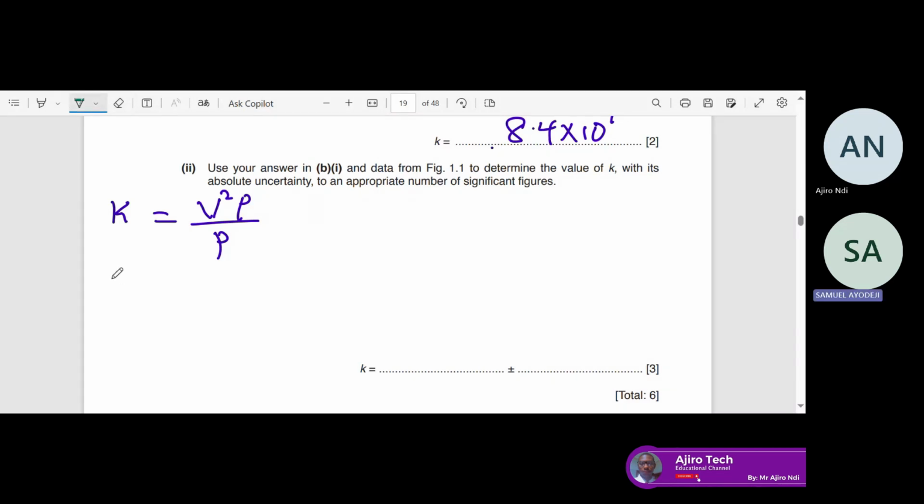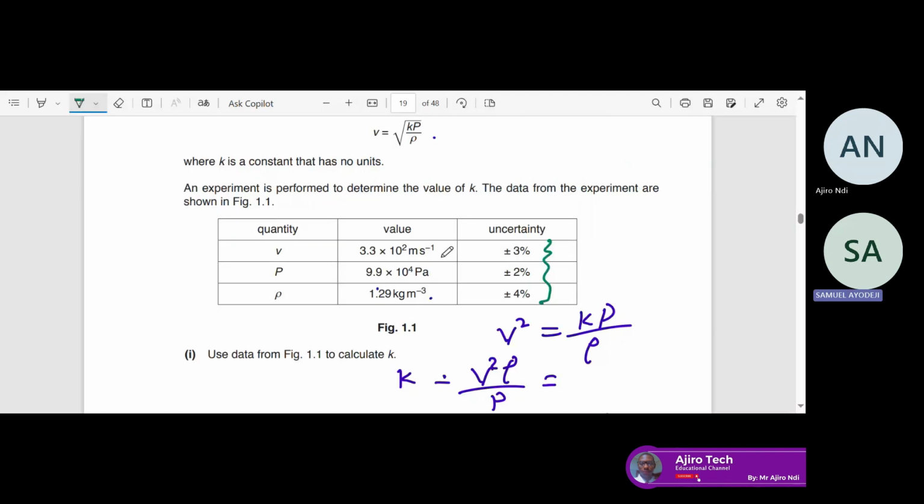Okay. Uncertainty in K over K. You have to explain the percentage. It said absolute, but look at what we have. I thought they were giving percentage. You are giving in terms of percentage, so all these values you are giving are percentages.